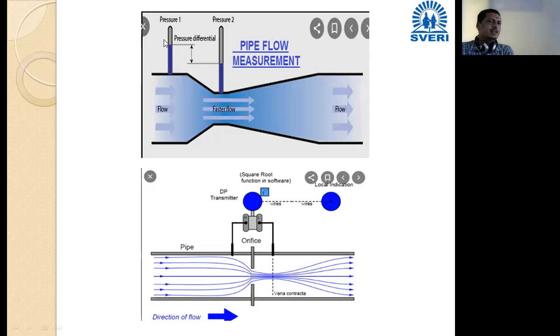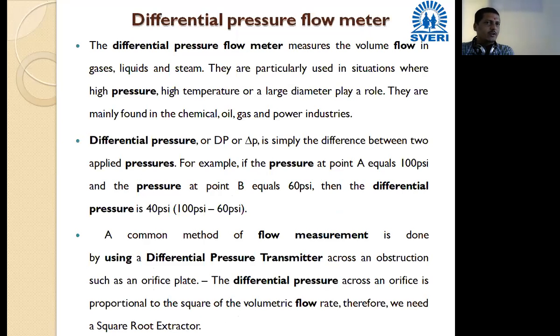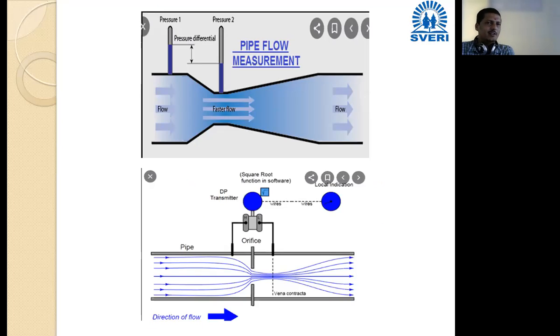For example, manometer 1 indicates 100 psi, and after the conversion the pressure indicated is 60 psi. Then the difference, 100 minus 60, is 40. Means the potential difference is 40 psi. That's why it's called a differential pressure flow meter. First manometer indicates 100 psi.